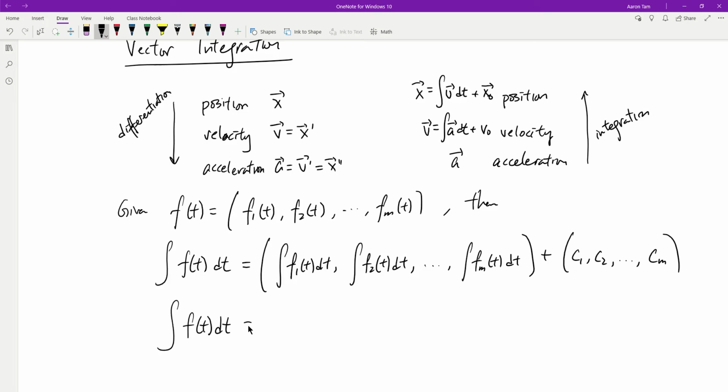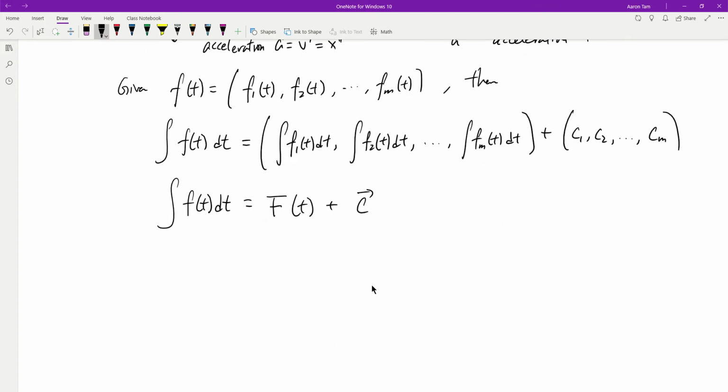So collectively, I can say that this integral of f of t dt will just equal some antiderivative of f plus some constant vector of integration. All right. So make sure you understand that in this case, when I integrate, I don't get one single constant, but instead I get a vector constant. Now, let me show you a simple concept here.